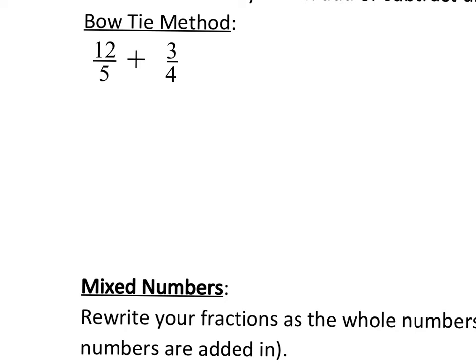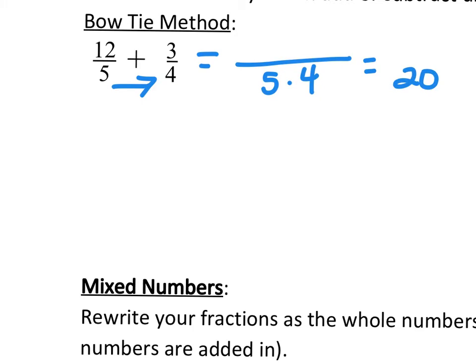So the easiest way you're going to do that is you're going to multiply across the bottom. This is the bow tie method. You multiply those two numbers across the bottom. So that would be 5 times 4, which is 20. And then your other numbers you multiply on the diagonals. Okay? So 4 times 12 is 48. 5 times 3 is 15. And whatever this symbol was in the middle, you would just bring that up.